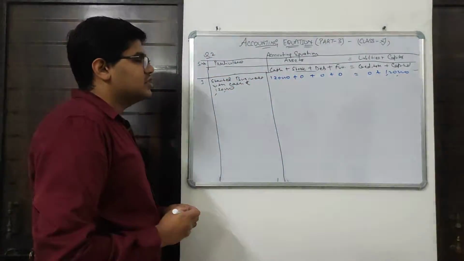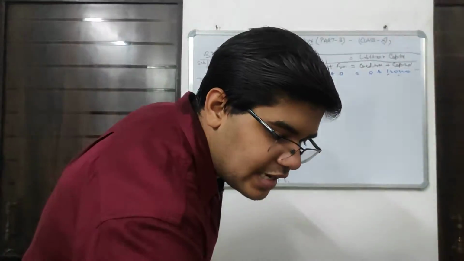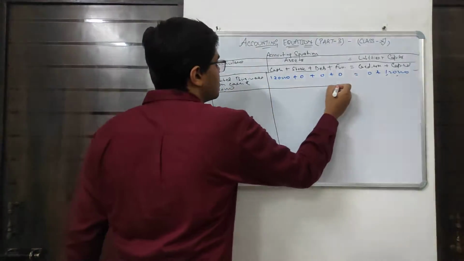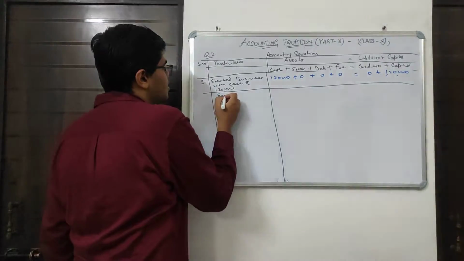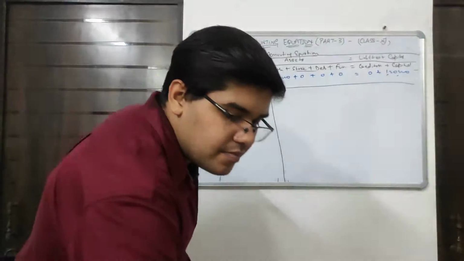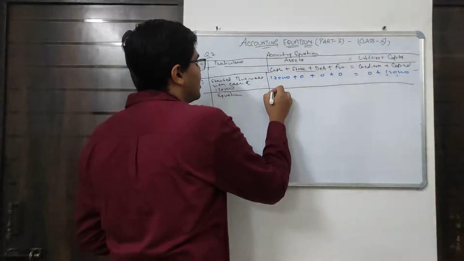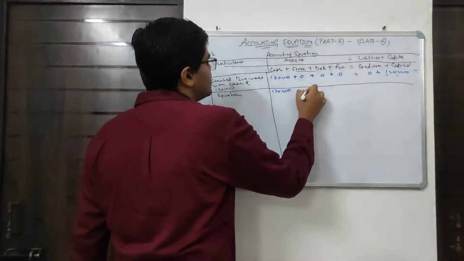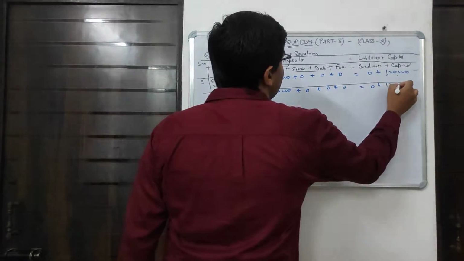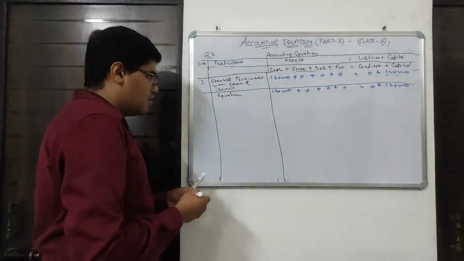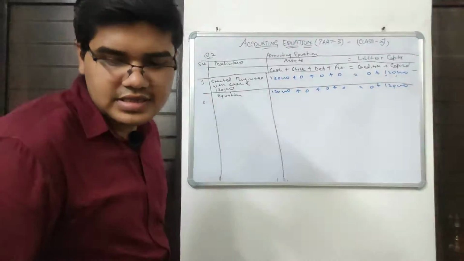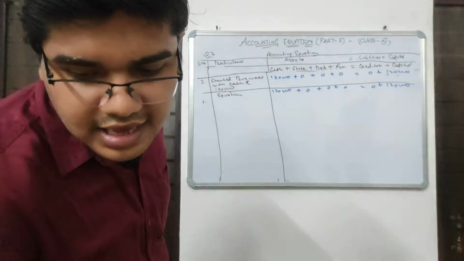So this was the first equation. Moving on to the next equation. Before that we have to frame a transaction: 1,20,000 plus 0 plus 0 plus 0 equals 1,20,000. Okay. Now moving on to the second transaction. Second transaction is purchase typewriter for cash.